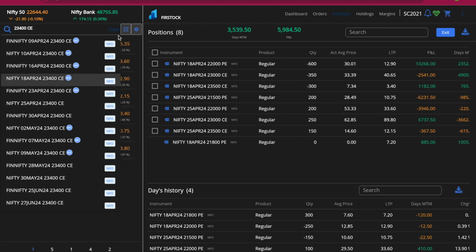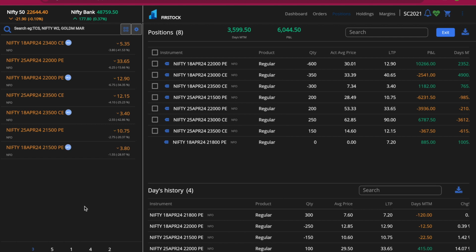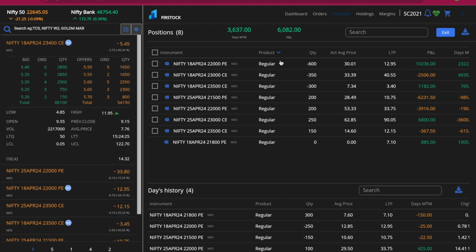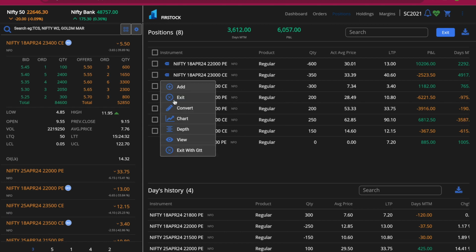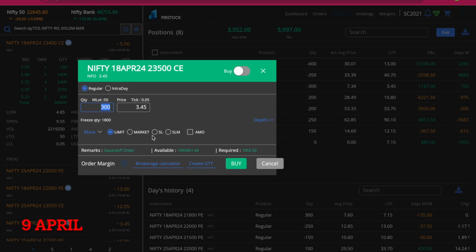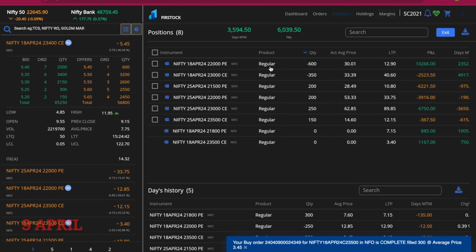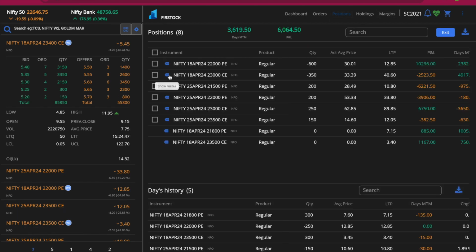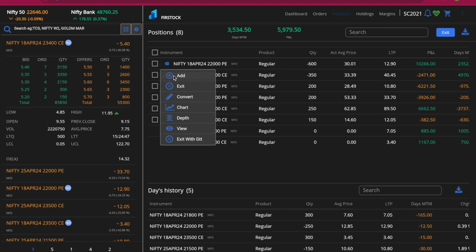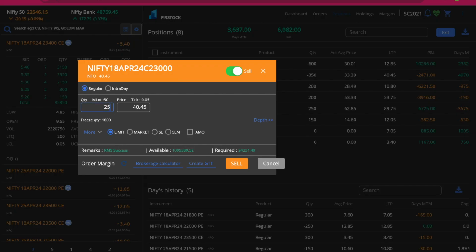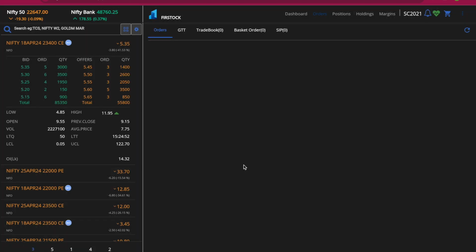Let's see the value we have over here. 23,400 CE is also at rupees 5. For 23,000, first we'll go ahead and exit this, and we'll make the above quantity 500. We'll exit this at 3.45. We buy this, good. We check the margins. This is exited. We'll see if we can add 250 quantity over here, 250, and we sell it.